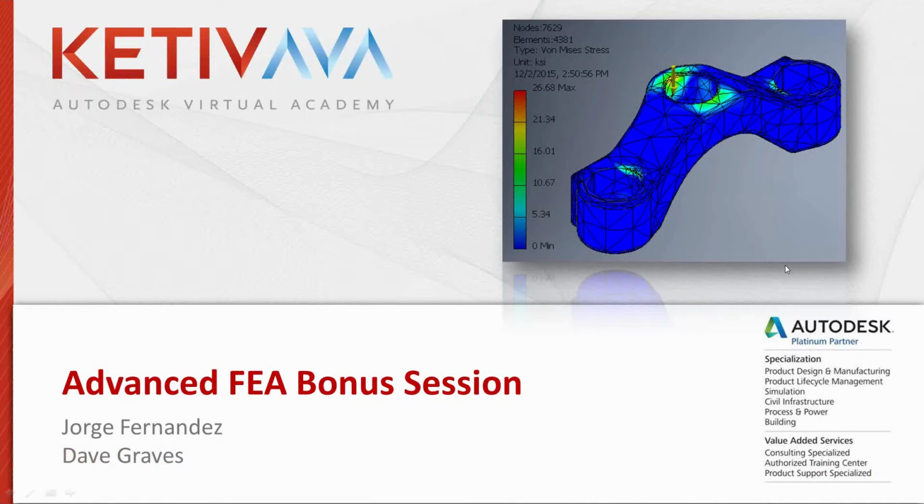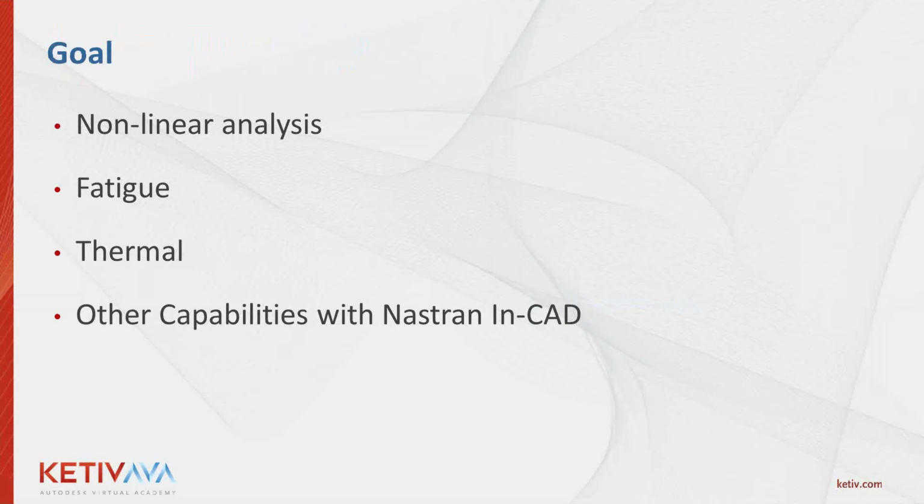So let's move into the bonus session here, which we're calling Advanced FEA. And for the first part of this, we'll stick to the same assembly we were looking at earlier. The goal of this is to now look at nonlinear analysis. Inside of Inventor Professional, you can only do linear materials, meaning metal materials, for example. Plastics and rubber, for example, are nonlinear, and that we would cover inside of here.